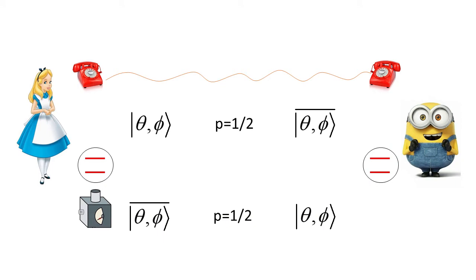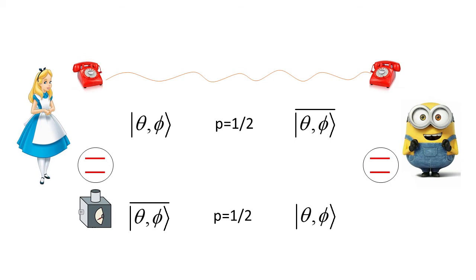Bob has the right state, she can tell Bob what outcome she got in her measurement. So in the first case, when Alice gets the theta phi state, that means Bob's got the theta phi bar state. So it means that Bob needs to do some kind of correction in order that Bob gets the state theta phi for both cases.